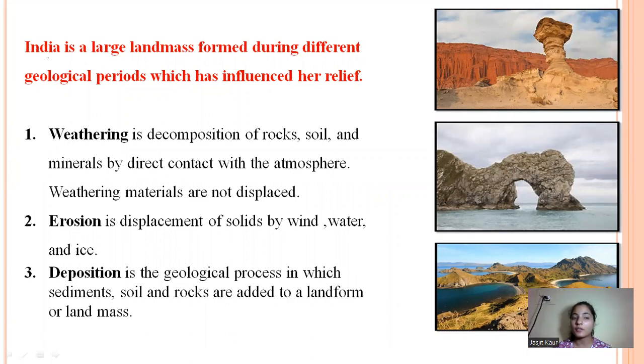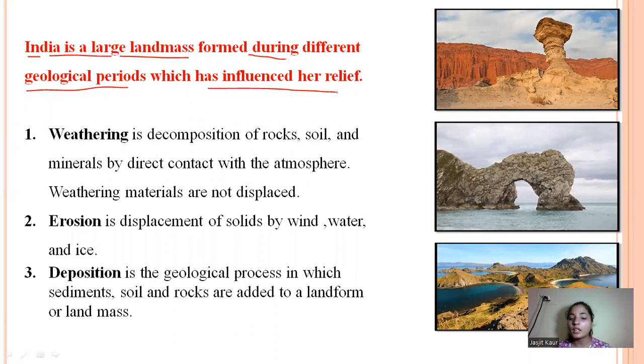India is a large landmass formed during different geological periods, which has influenced our relief. India has a very large landmass, extended to a very large extent, and it was formed during different geological periods. This also affects the relief of India. What kind of landform is present in India is affected by the geological periods.